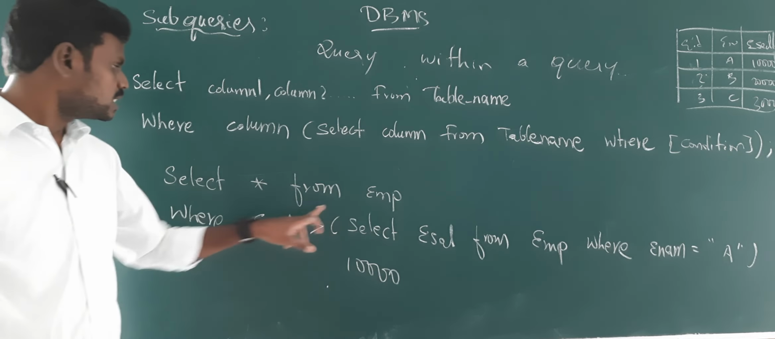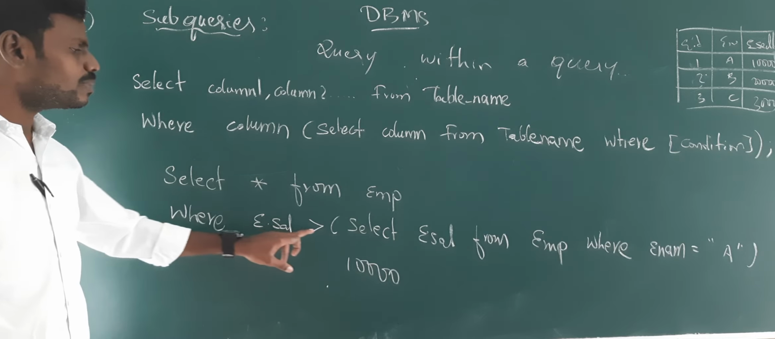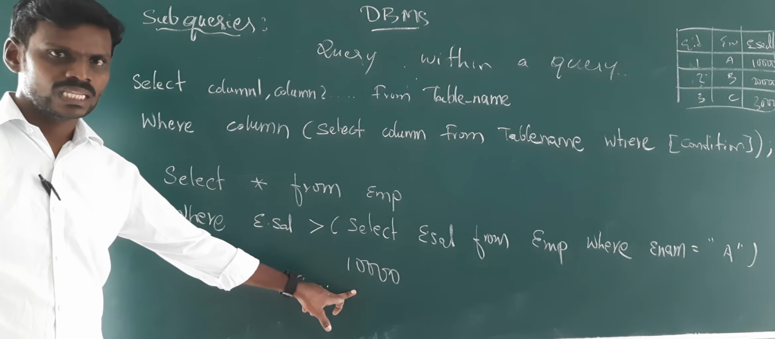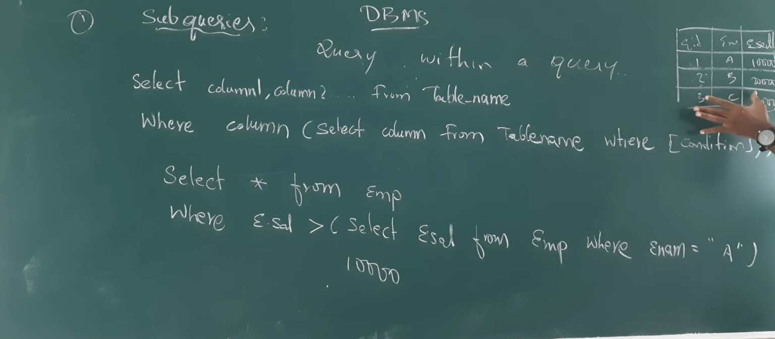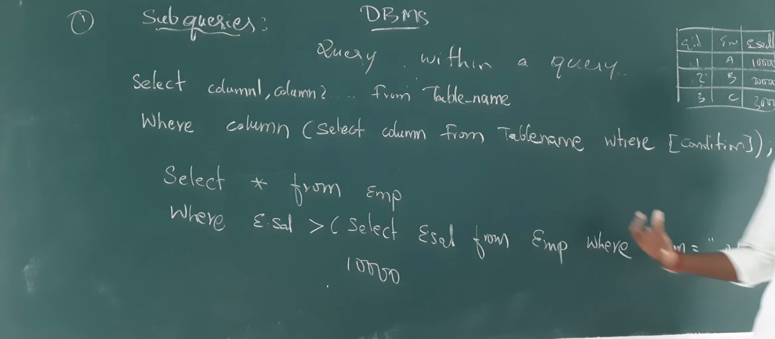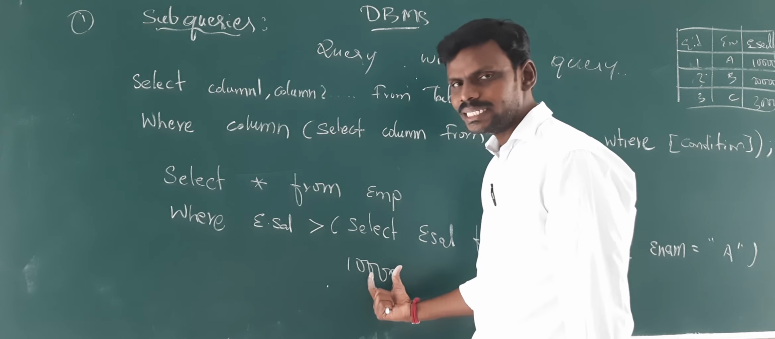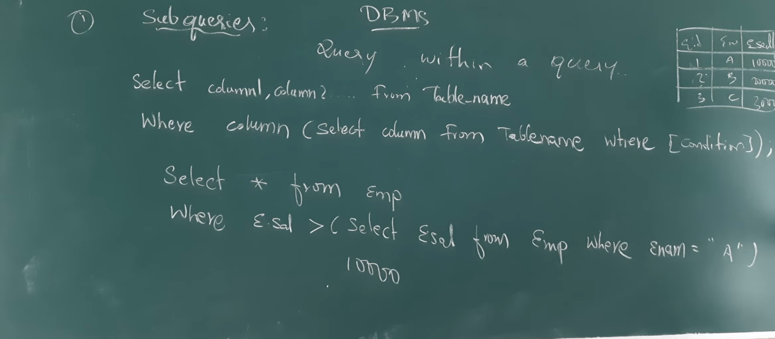Now I will be checking this. Select star from employee where the employee salary is greater than 10,000. Greater than 10,000, we have two more rows, B and C. We will show that in our output: employee ID, employee name, employee salary, and we will get these two rows, that is 2 B 20,000 and 3 C 30,000. Why? We want to see the result of those who are getting more than 10,000.